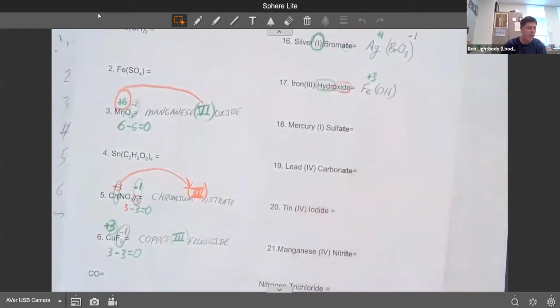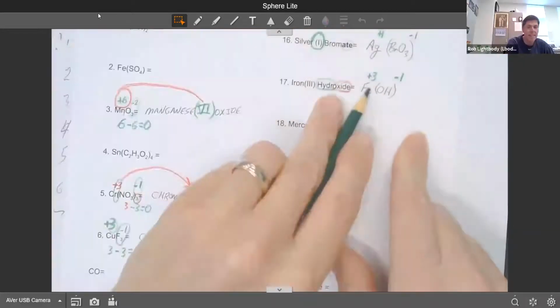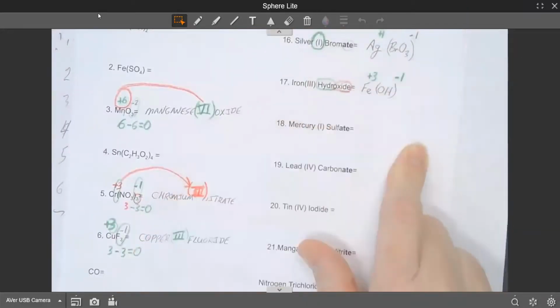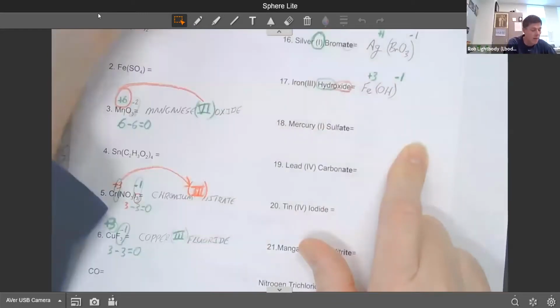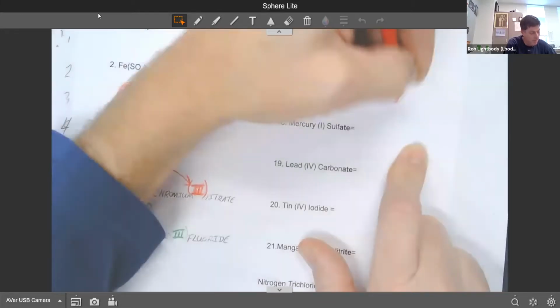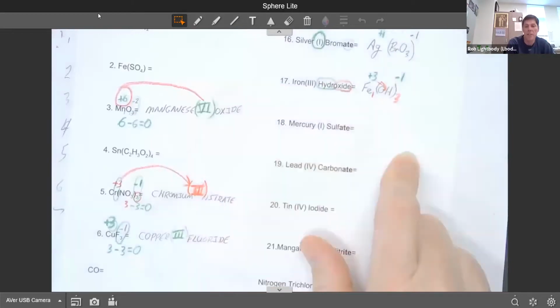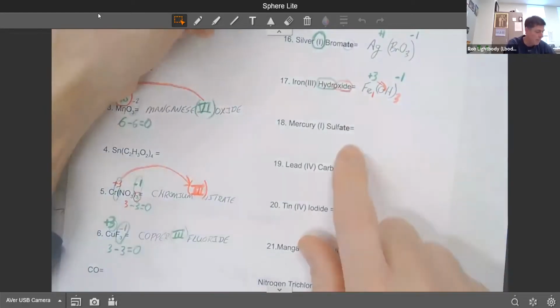So what's the charge on hydroxide? -1. Now, does this add up to 0? No. So the easiest way is we now cross them down. So it would be Fe(OH)3. Good.